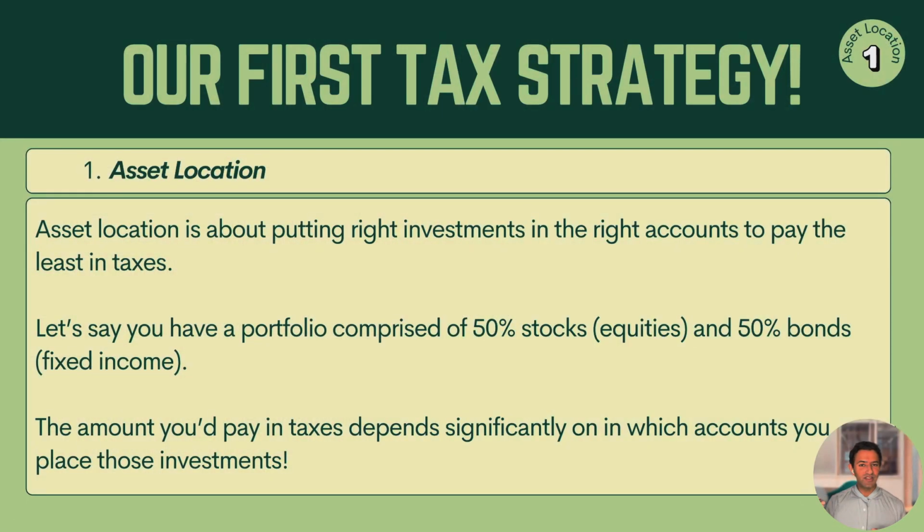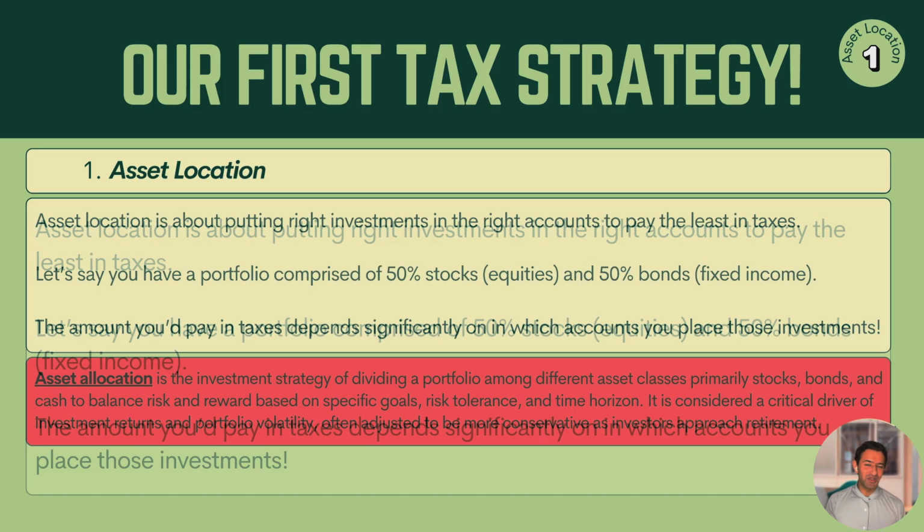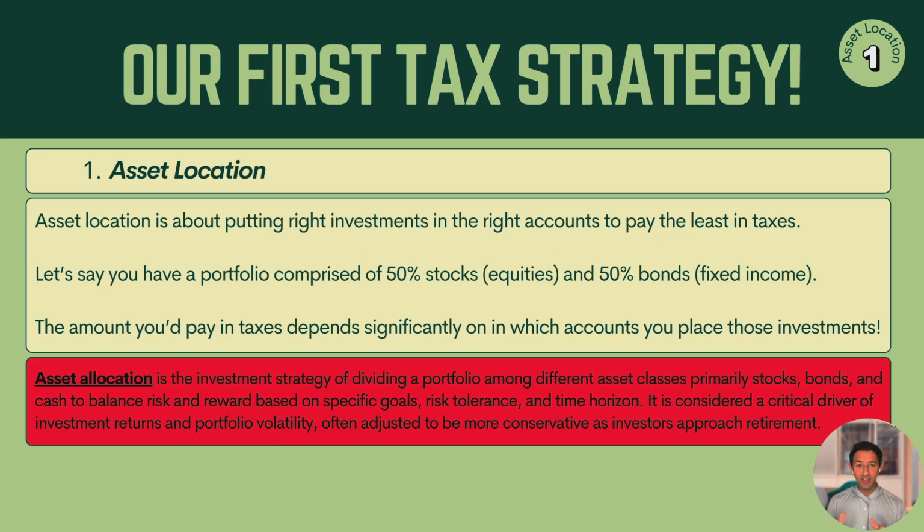Asset location is very simple, and it's a strategy you probably have heard of before, or it's a strategy that you might be confusing with asset allocation, which is completely different. But asset location is exactly what it sounds like. Asset location is trying to put the right investments in the appropriate investment accounts to minimize your overall taxes.